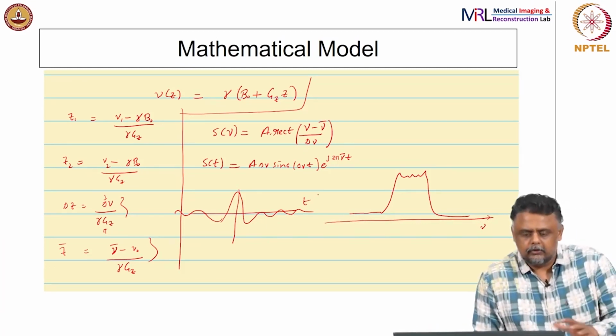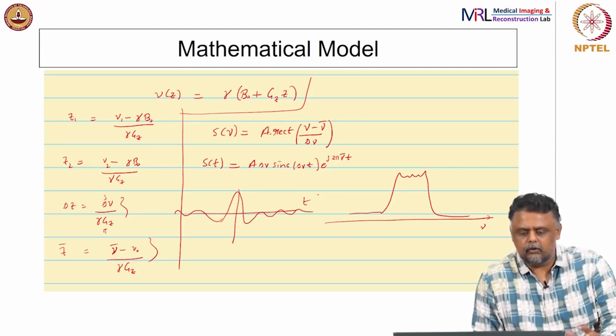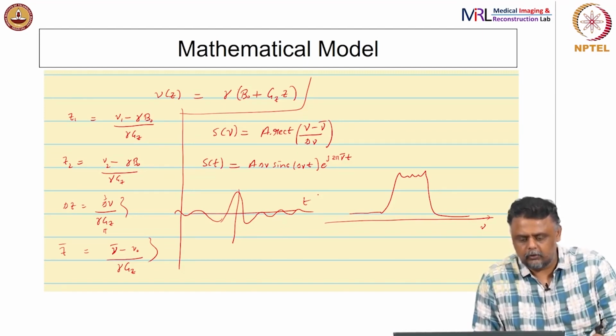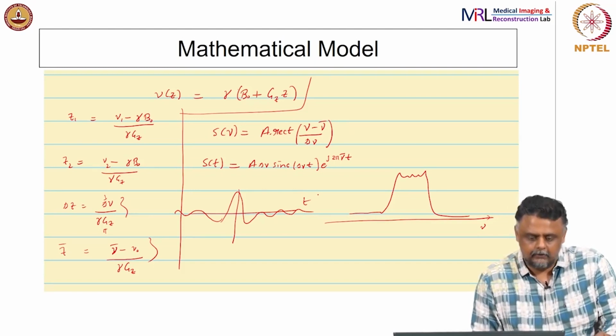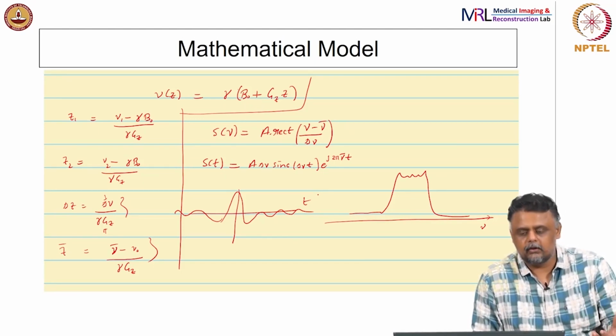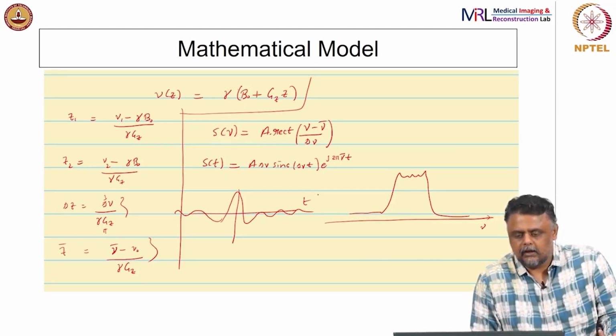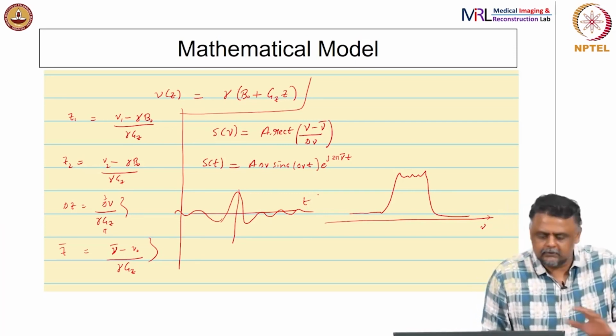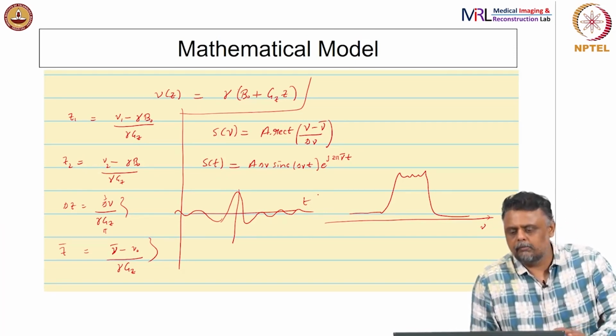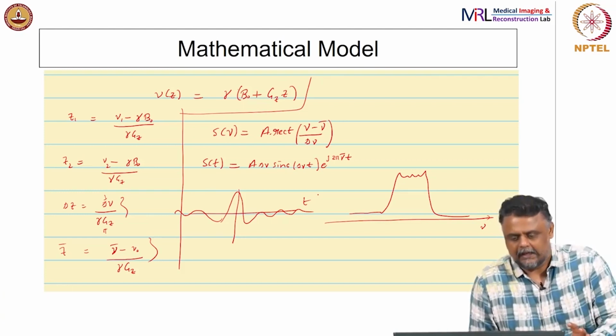So, these are the expressions which help you determine what your RF pulse should look like ideally, and based on that, what your Z position as well as your slice thickness are. Okay. So, this is the overall model behind the slice selection gradient.